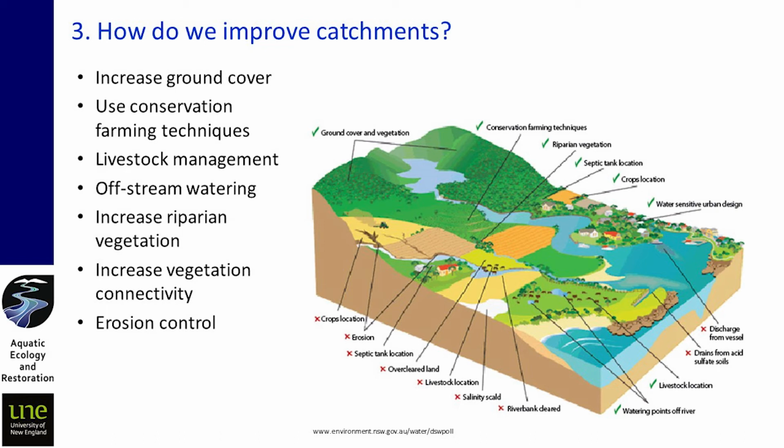We can start to look at using conservation farming techniques, so where there's tillage, looking at how we're doing that in relation to the topography of our paddock. And there's a lot of other techniques that are being developed, and again, I recommend that you go and talk to your local land services who are keeping up to date with what's working well in your local area.